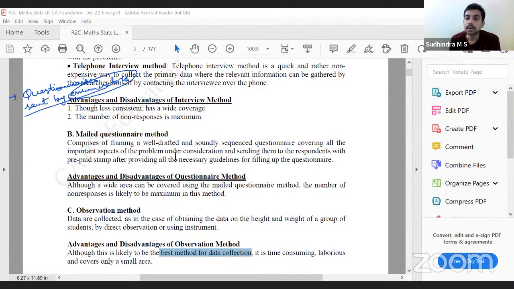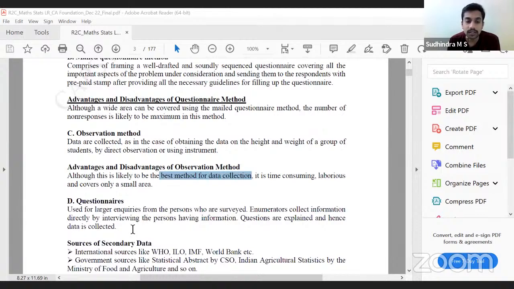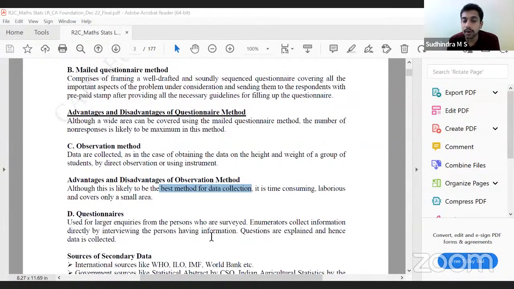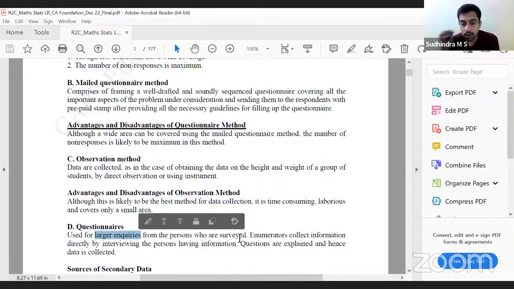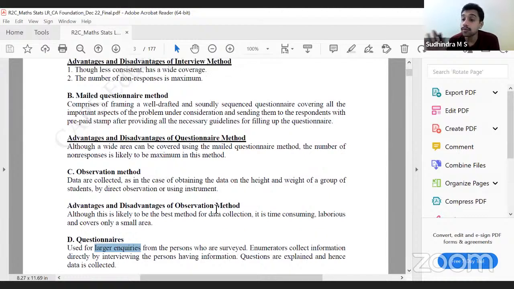So that is questionnaires sent by enumerators, used for larger inquiries from the persons who are surveyed. Enumerators collect the information directly by interviewing the persons having information. Questions are explained and hence data is collected. That is about how we collect, the different methods of collecting primary data. Clear? Yes, sir.